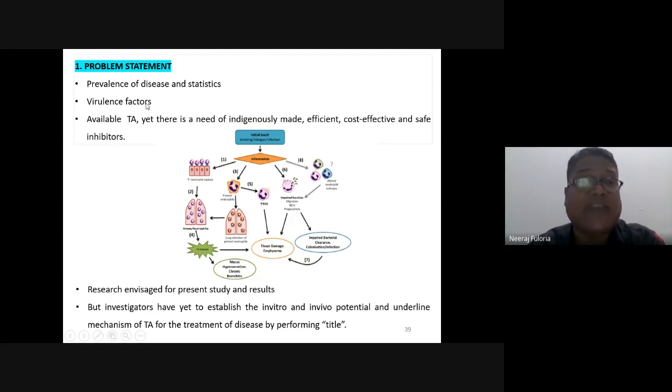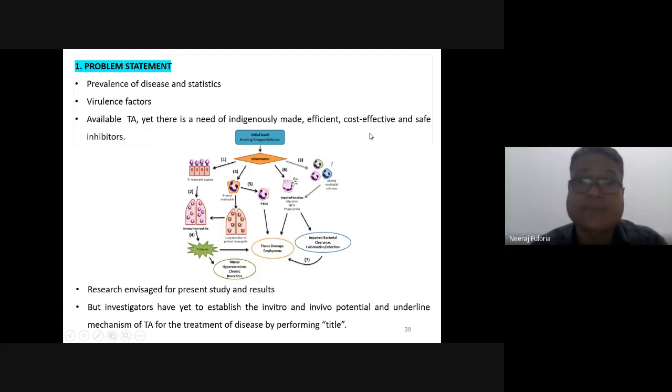What are the virulence factors? Because of what this disease happened. First, how much the disease is happening. What are the statistics? Because of what it is happening. Those factors you have to tell. So the available agents, the available products to cure that. And what is the need? Why do we need to have a new product?